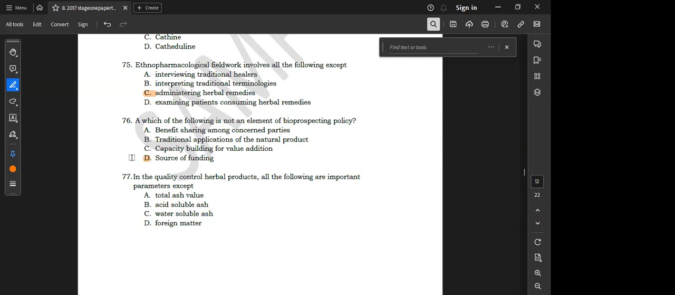ChatGPT says the source of funding is not typically considered an element of bioprospecting policy. Instead, it pertains to the financial resources required to support bioprospecting activities, which come from various sources, including government, research, and investments. The other options are related. Okay. Then we can go with D.